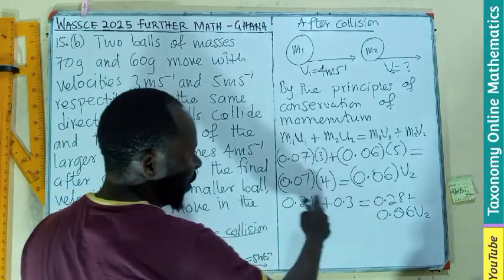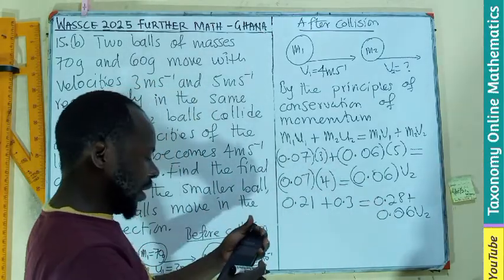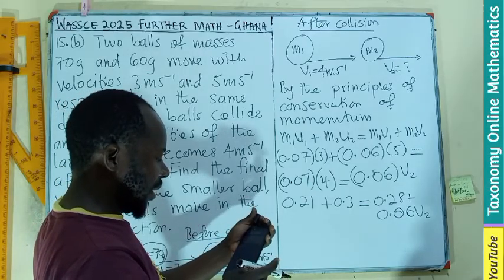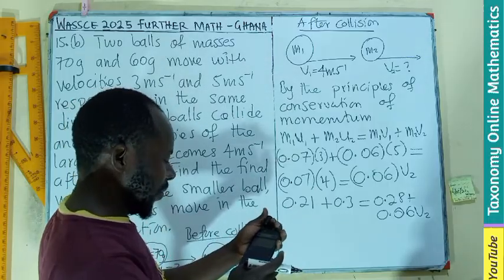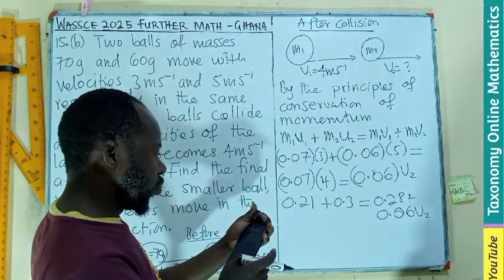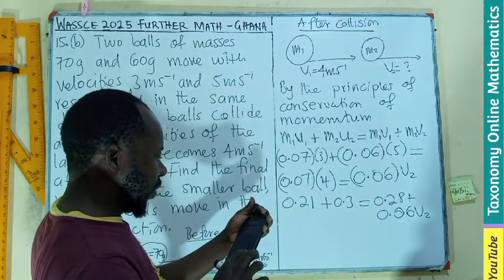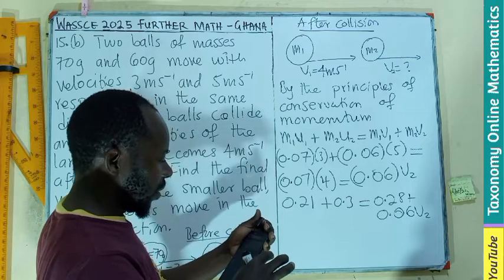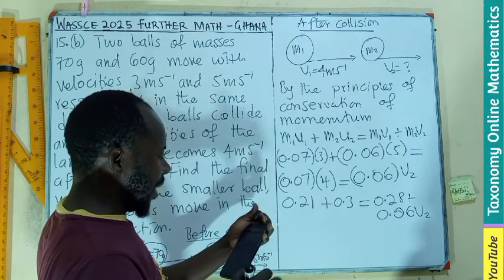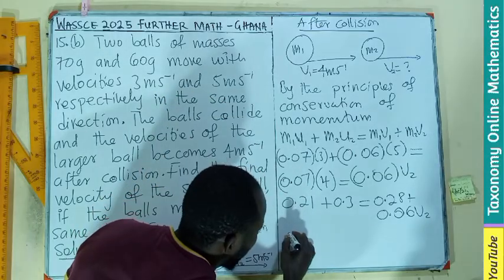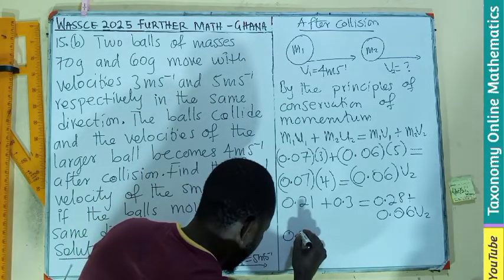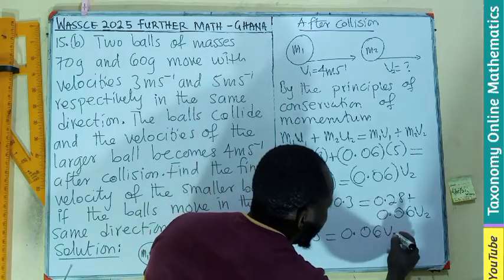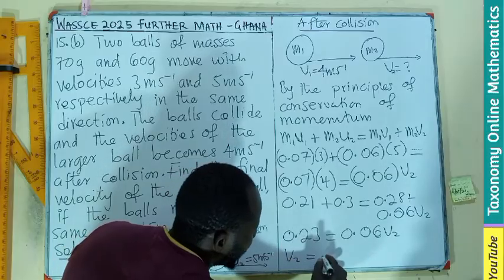I'm now going to put all this to one side. So first, this will be 0.21 plus 0.3, that value minus 0.28, because I want to get one line, not to truncate the writing. And that will be given as 0.23 equals 0.06 V2.